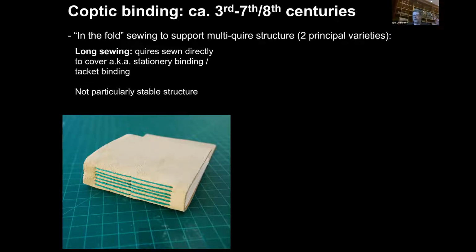Now, this is nice because it really directly ties the text block and the quires into the covers that are protecting it, but it doesn't provide a very stable binding structure. And indeed, when you come into rare books and manuscripts and you're able to feel some of these manuscripts for yourselves, you'll be able to tell that there's a lot of wiggling that goes on when you turn the pages of the manuscript with a stationary or long sewing binding.